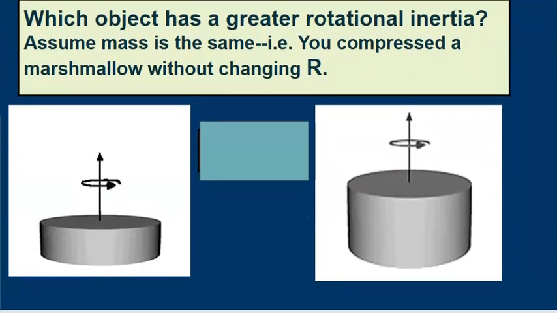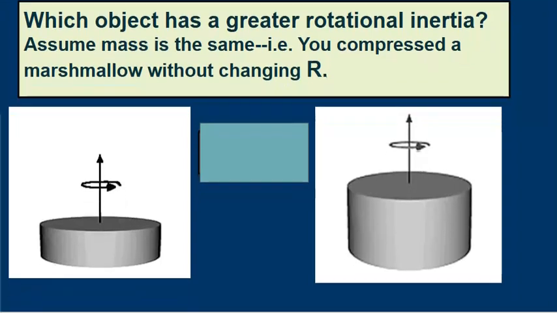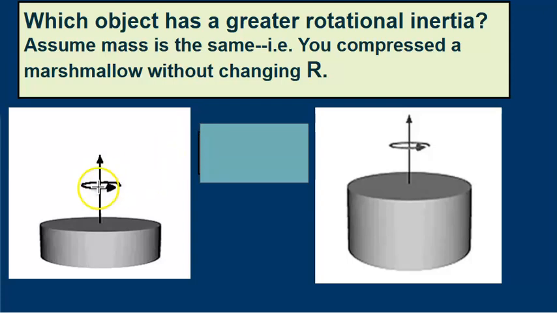Okay, next logic question. Which object has the greater rotational inertia? Let's say you take a marshmallow and you squish it. Sorry, you take this marshmallow and you squish it, but it doesn't squish out. You just make it more dense. So which has a greater rotational inertia? And it is a trick question.